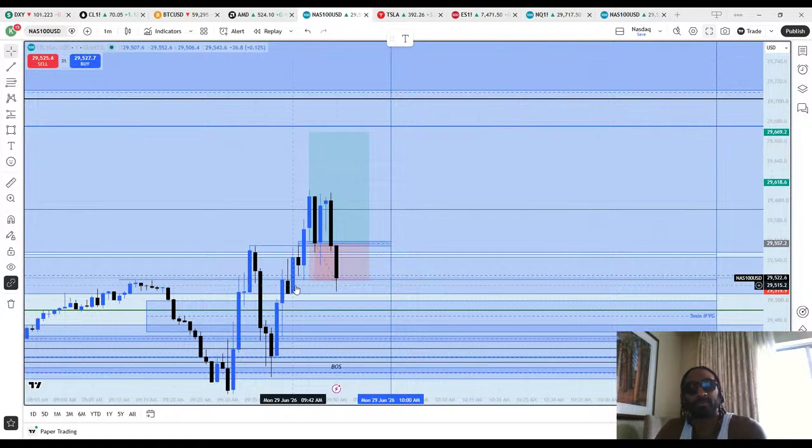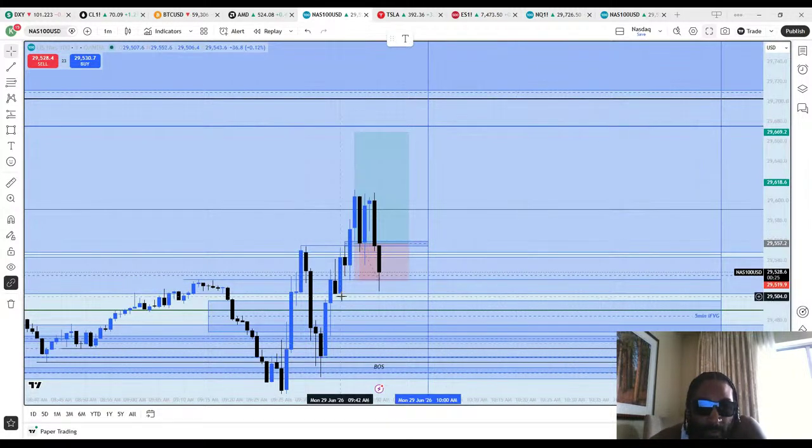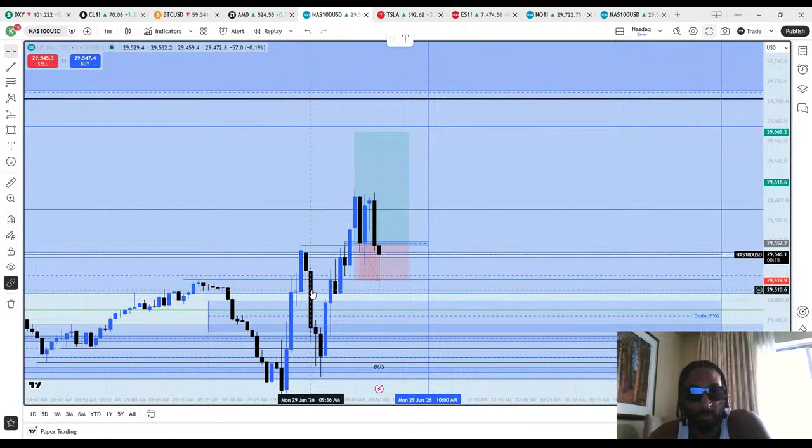Still monitor it, see what it is respecting in this area. So far, this little order block down here is being respected. Came back down, tapped into this inverse fair value gap.